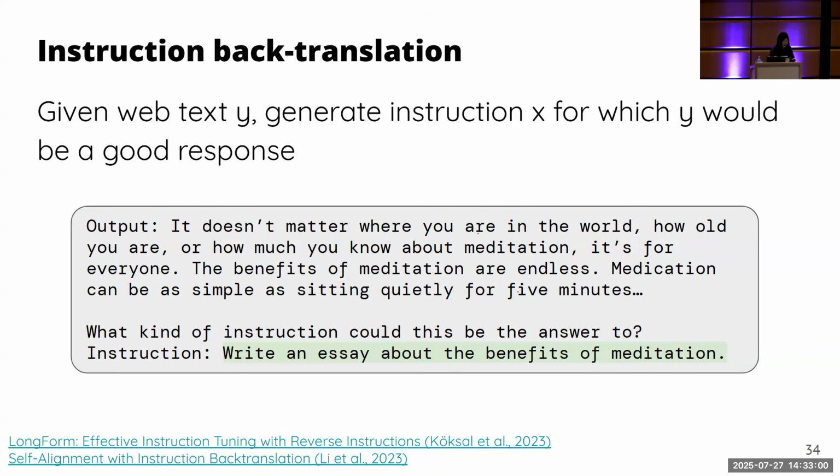So in this example, the target output is this passage about the benefits of meditation. So this is sourced from somewhere on the web. And you're asking a language model, what kind of instruction could this be the answer to? And it generates, write an essay about the benefits of meditation. So then the idea is that you would take this generated instruction to write an essay about the benefits of meditation, and this output, which is naturally occurring, and you could train an instruction model on it that now does the instruction following task, which is to condition on instructions and generate responses.